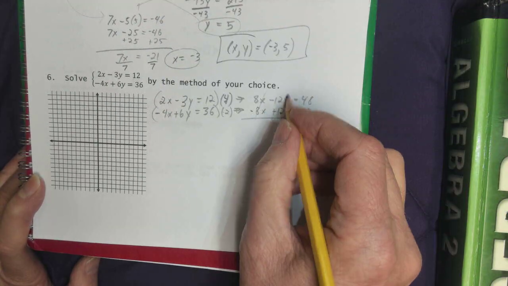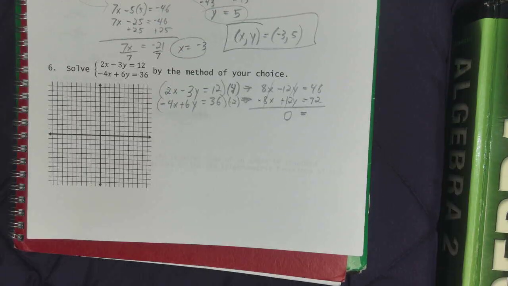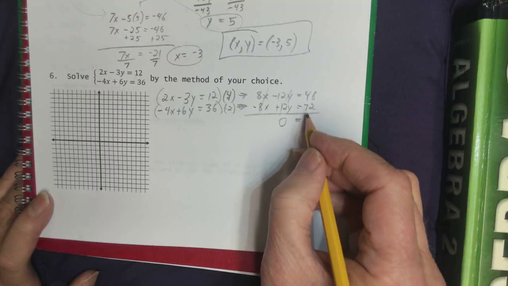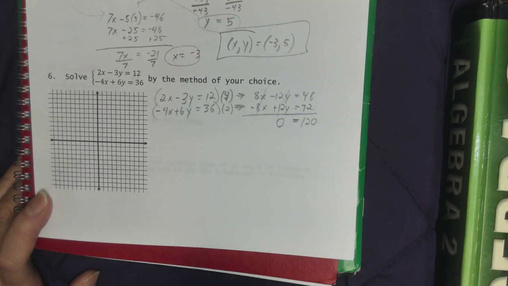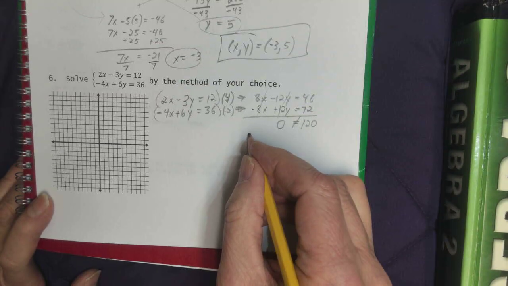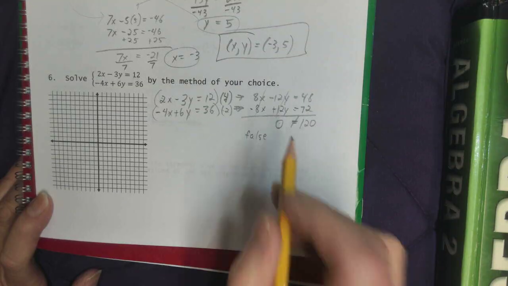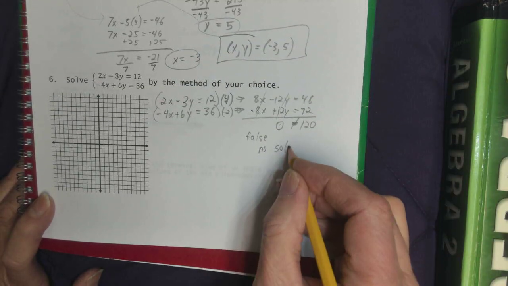Right, that cancels. Oh dear, that cancels too. Both of those canceled. So we have nothing left. We have 0 left on the left side of the equation. On the right side, we have 120. 0 is not equal to 120. If it is false, you lose your variables, it's false, you have no solution.